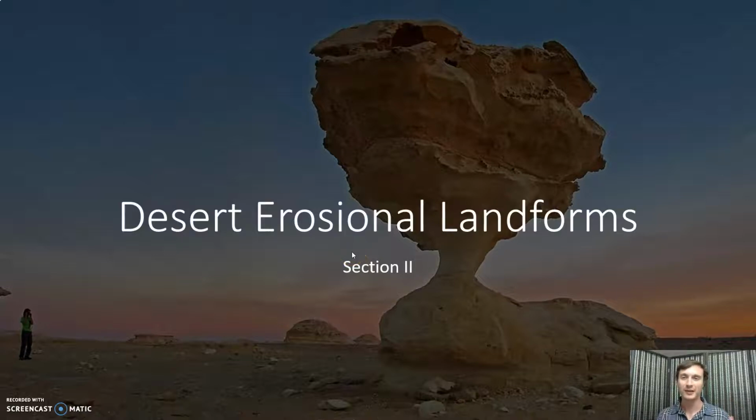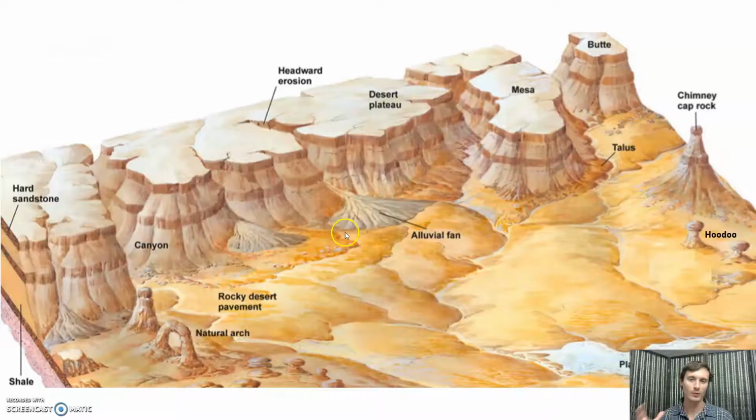We're covering deserts in this unit, and now we get to talk about desert erosional landforms. So we have landforms in our desert which are a result of erosional processes, taking things away. Let's look at our diagram for the whole region. Now we're not going to be covering everything here actually. You'll see there's some depositional features on the diagram here and some erosional features. But we'll talk about some of the things here which are caused by erosion.